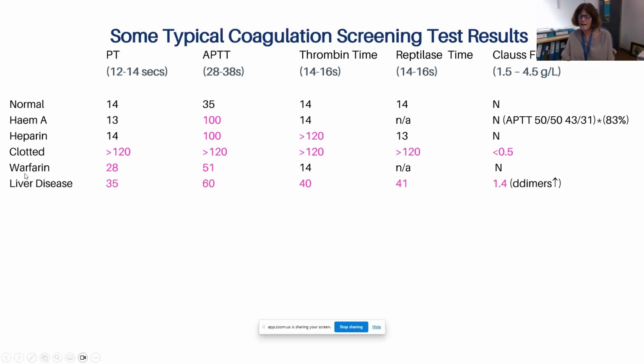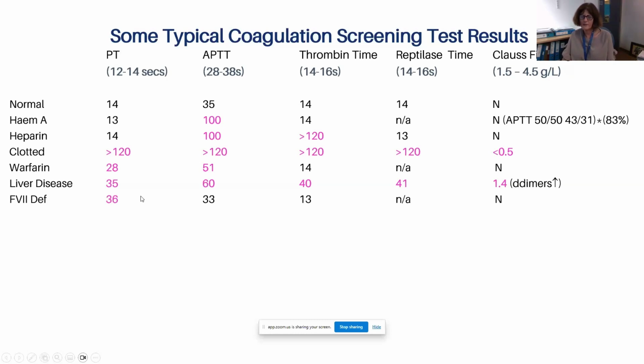With liver disease, it can be similar to warfarin, but the difference is they have usually low fibrinogens and they usually have dysfunctional fibrinogens, which you can pick up with a thrombin time. But you can have a very prolonged PT, prolonged APTT, prolonged thrombin time, a prolonged reptilase if you can do it. Clauss fibrinogen can be normal or low in liver disease.